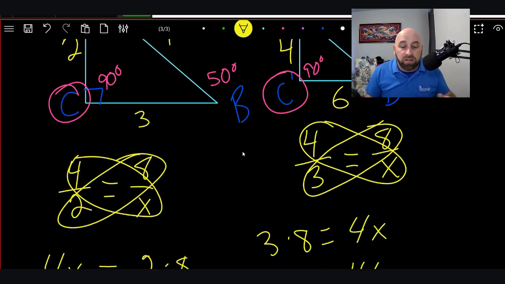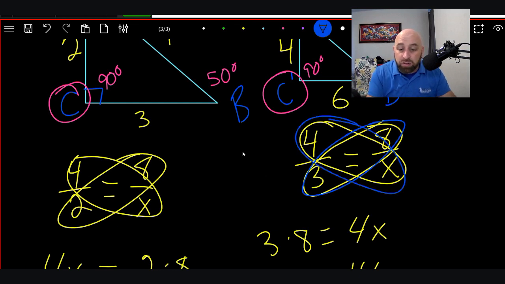Remember, in proportions, we always do this: that's the means, and that's the extremes. So the extremes equals the means. So just set it up like an algebraic proportion problem. Multiply it out, divide it, boom, you got the right answer.